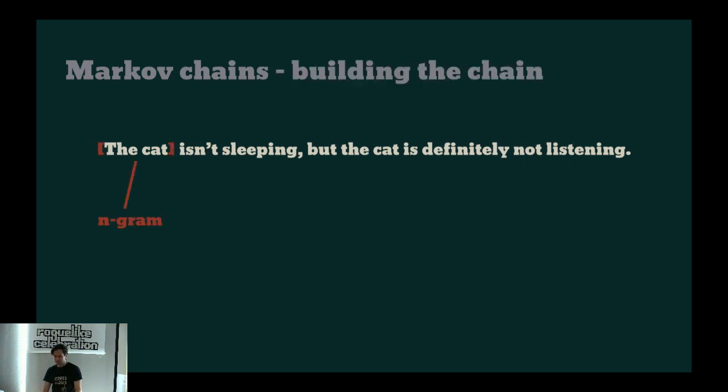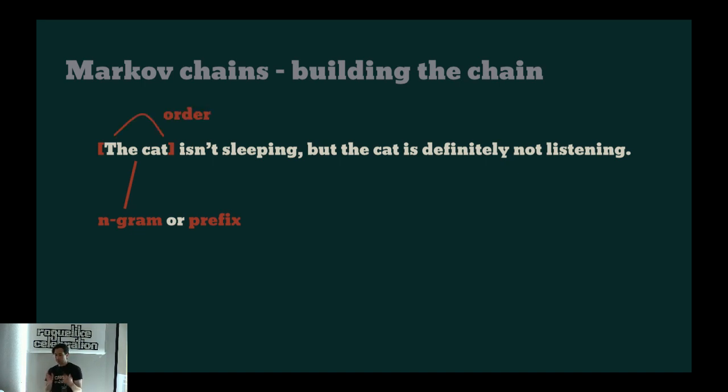So the way you build the chain, you basically build the chain one piece at a time. And each of the pieces is called an n-gram. An n-gram is just a series of n units. And in this case, the units are words. I'm also going to call it a prefix because I'm going to be talking about it in the context of the word that immediately follows it, which will be the suffix.